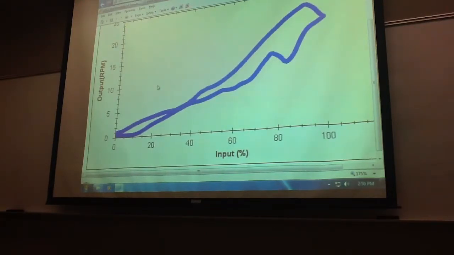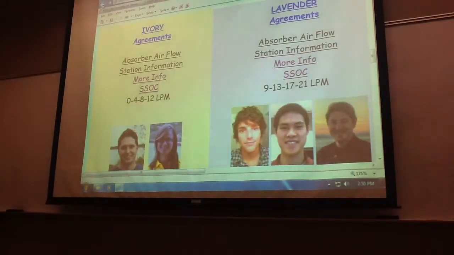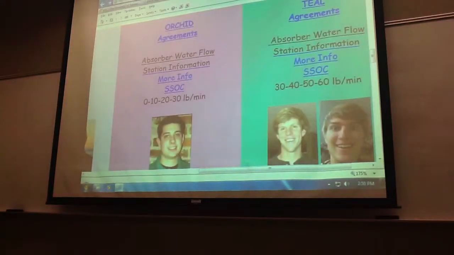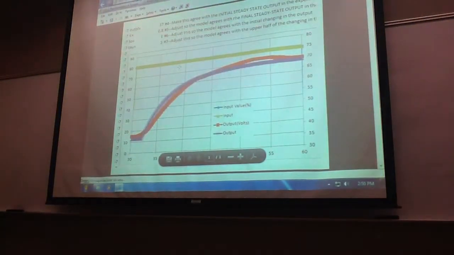Fascinating, isn't it? All right, so let's say it's for ivory and lavender, it's 2. We go over here to orchid. It's 5. Units are seconds.